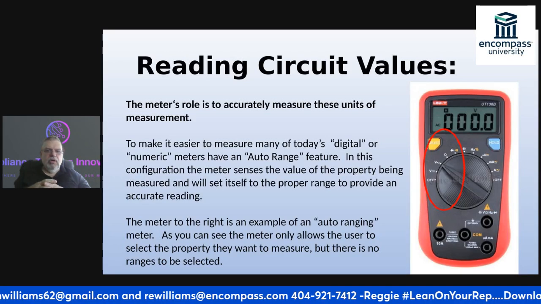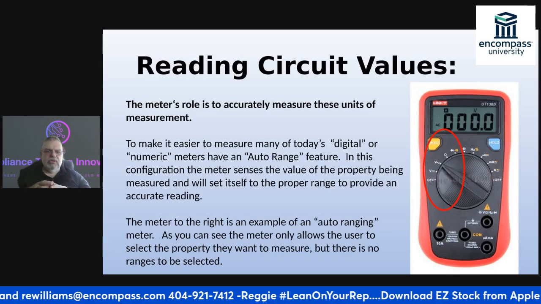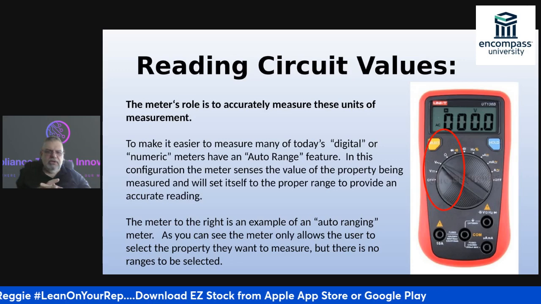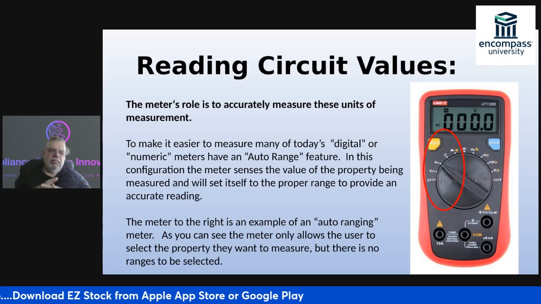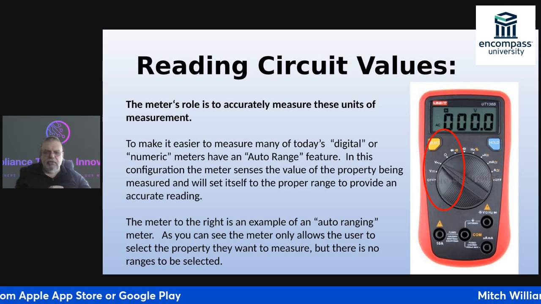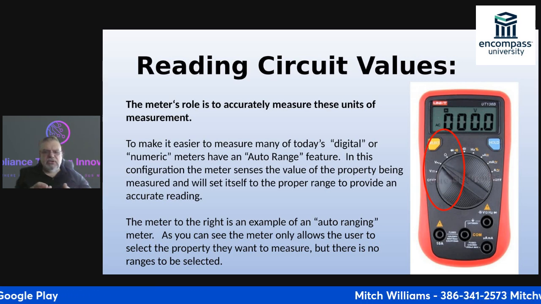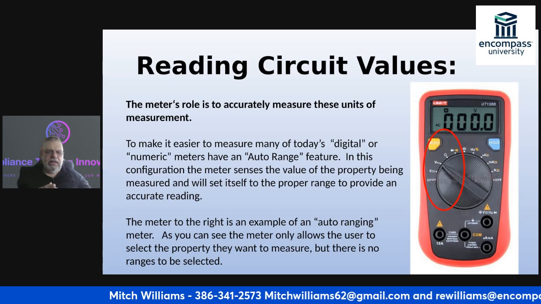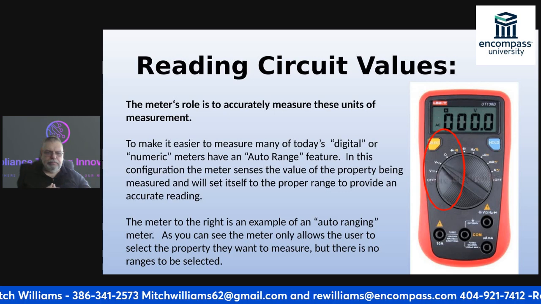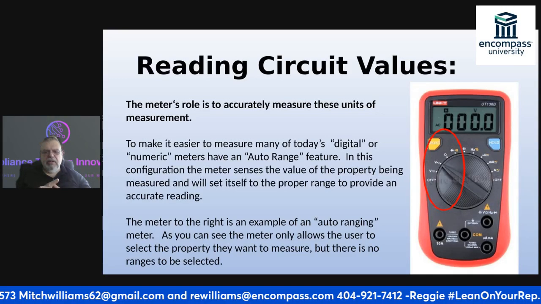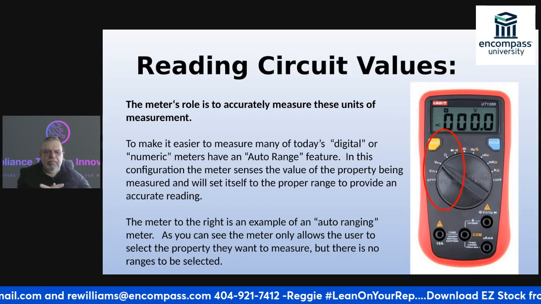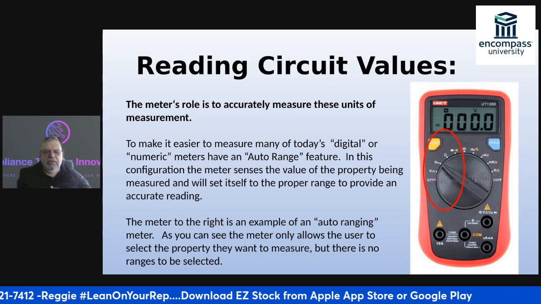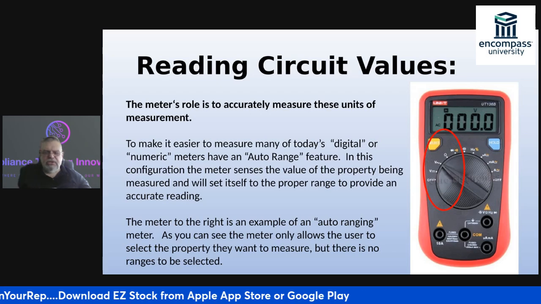Okay. The meter's role is to accurately measure these units of measure. To make it easier to measure, in many of today's multimeters, digital or numeric meters have an auto range feature. In this configuration, the meter senses the value of the property being measured, and it will adjust to the proper range to provide an accurate reading. The meter to the right is an example of an auto-ranging meter, so it only allows the user to select the property they want to measure, but there are no ranges that they have to select.